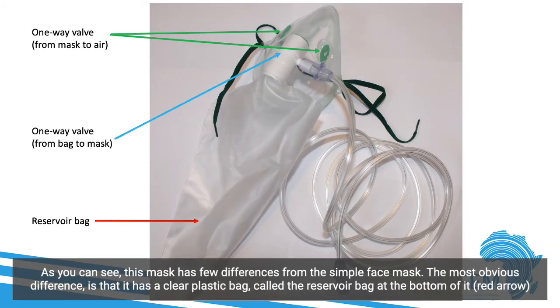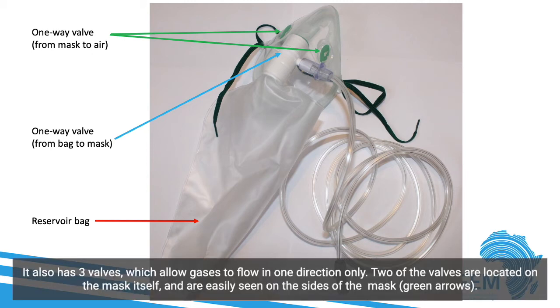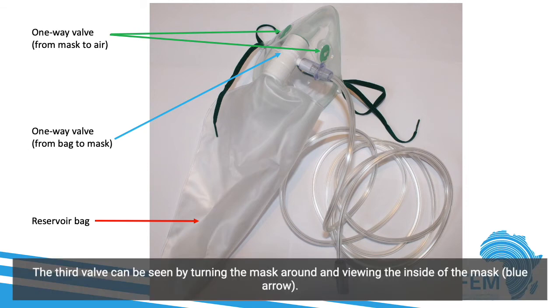As you can see, this mask has a few differences from the simple face mask. The most obvious difference is that it has a clear plastic bag called the reservoir bag at the bottom of it, the red arrow. It also has 3 valves which allow gases to flow in one direction only. 2 of the valves are located on the mask itself and are easily seen on the sides of the mask, the green arrow. The 3rd valve can be seen by turning the mask around and viewing the inside of the mask, the blue arrow.